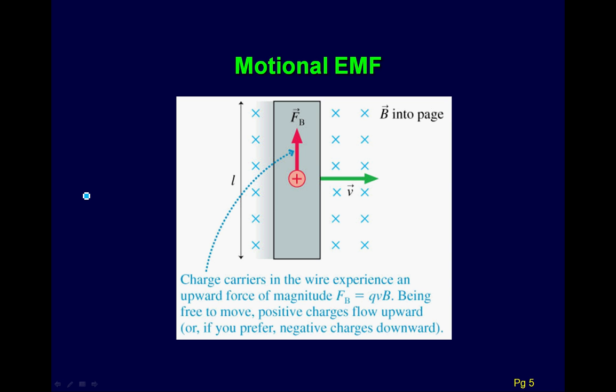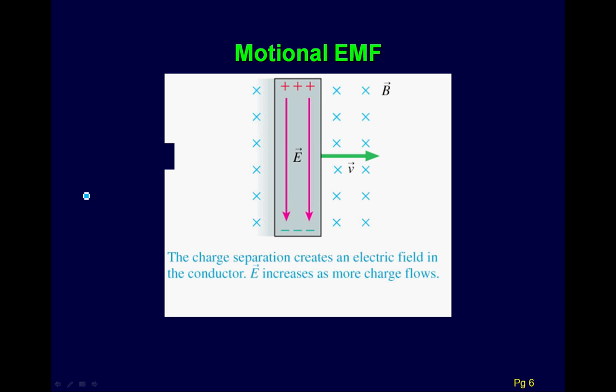Now in real life, in a piece of metal, the electrons are what moves. So the electrons move down, but it's the same result. The electrons move down, which leaves a positive charge up on the top. So we have a positive charge up here and a negative charge over here. This comes because these charges are moving in a magnetic field, and we call this motional EMF.